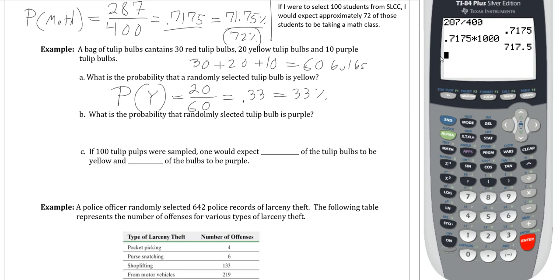For B, what is the probability that the randomly selected tulip bulb is purple? Well, same as before, how many are purple? In this case, there are 10 purple out of the total of 60. And that gives us a decimal of, it's technically 0.16 repeating if you do that, so I'll say 0.17 to round, or 17%.